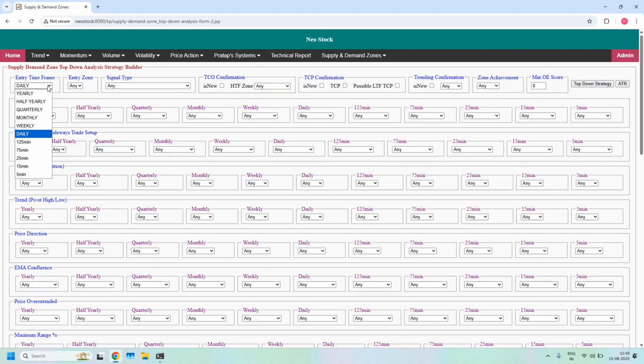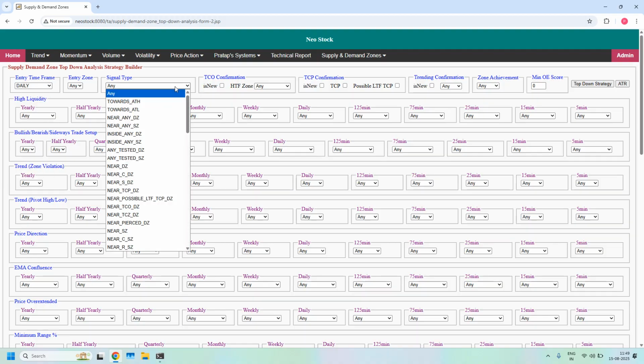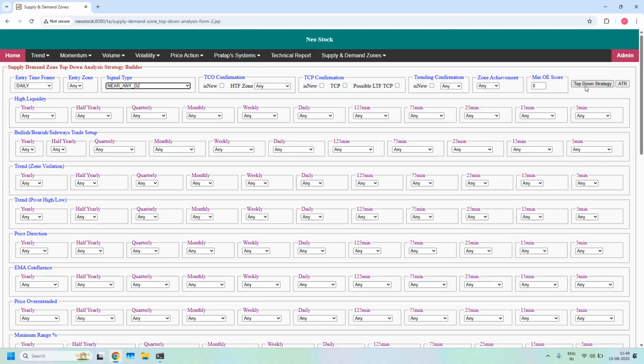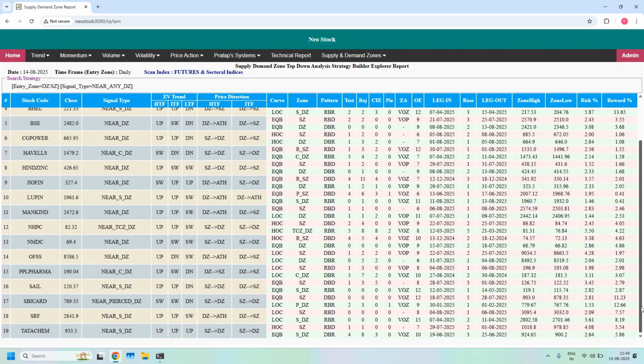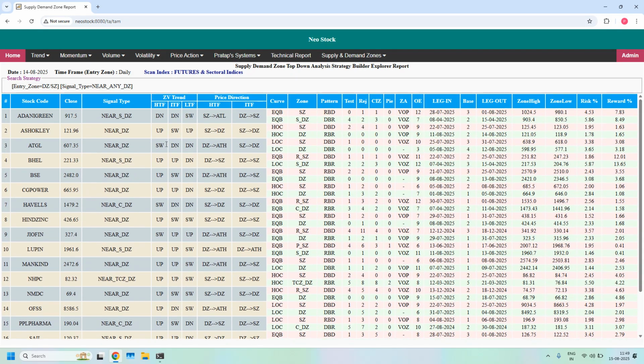Okay, starting with the daily time frame, stocks near to the daily demand zone, we got 19 stocks. First, let us identify the high liquidity zones, and a few more instructions. I am giving very few seconds of time for each report, so many times you have to pause the video and study the zones.